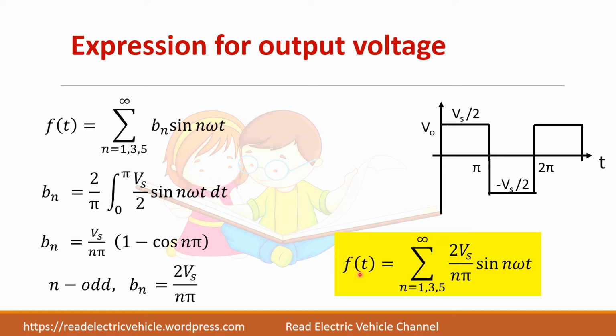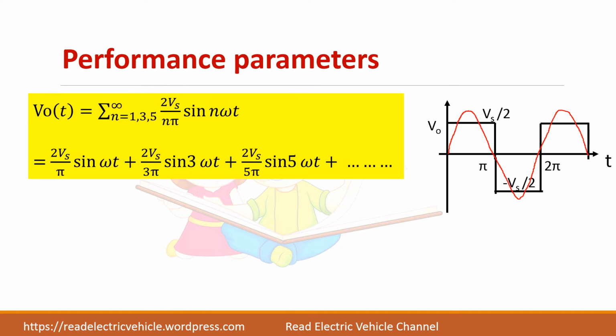So f of t is equal to, you will get this function. So for the half bridge inverter, your output voltage is this one. Now let us find the performance parameters. So V0 of t is equal to the summation for n equal to 1, 3, 5 to infinity of 2Vs by n pi into sin n omega t. Now apply n equal to 1.